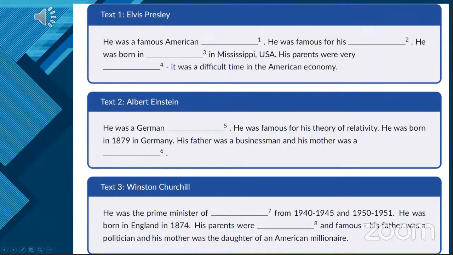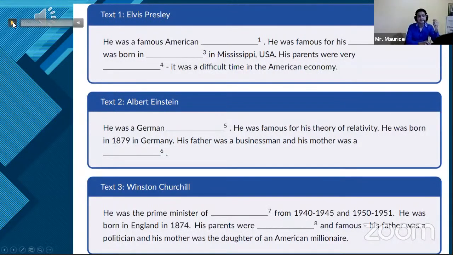Okay, no problem. Okay, one more time. Elvis Presley. He was a famous American singer. He was famous for his music. He was born in 1935 in Mississippi, USA. His parents were very poor. It was a difficult time in the American economy.